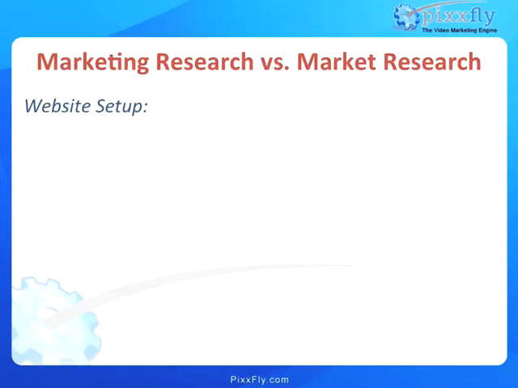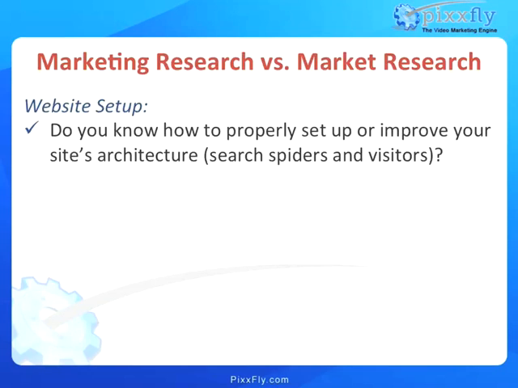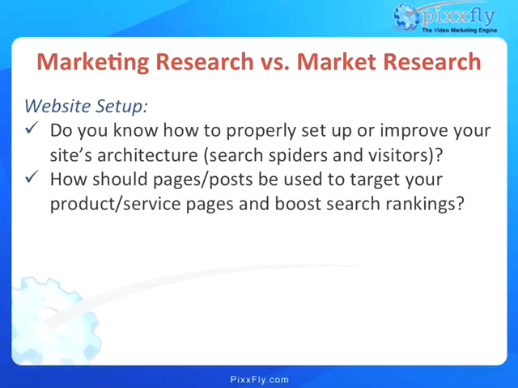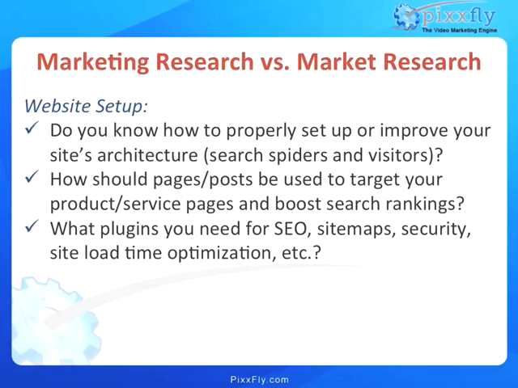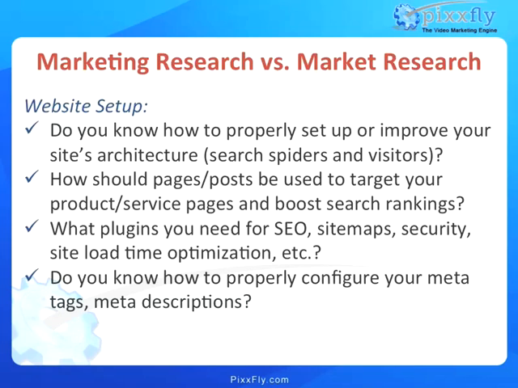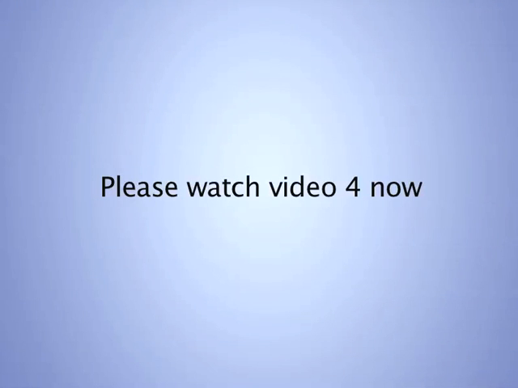Once you have your keywords selected, you clearly need to look at setting up your website correctly. Do you know how to properly set up or improve your site's architecture so that way it's more inviting and easier to navigate for search spiders and visitors? How should pages and posts be used to target your products and services correctly in order to boost search rankings? What plugins do you need for SEO, sitemaps, security, site load time, etc. if you're using a WordPress platform? Do you know how to properly configure your metadata?